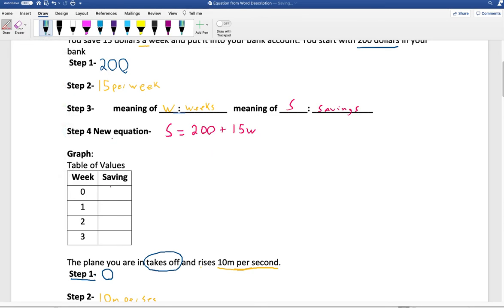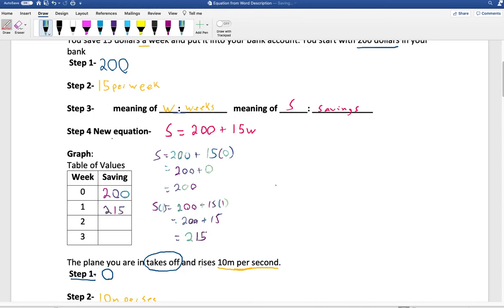Okay, so I made a table of values here, 0, 1, 2, 3. So what happens there is we're going to make W, since that's weeks, equal to 0. So if I write this equation, W equals 0, I go S equals 200 plus 15 times 0, right? 15 times 0 is 0, so we're going to be at 200 here. So my savings is going to be 200. Then I do it again, this time with 1, right? The notation here is 1 like so. I go 200 plus 15 times 1 equals 200 plus 15, which equals 215.